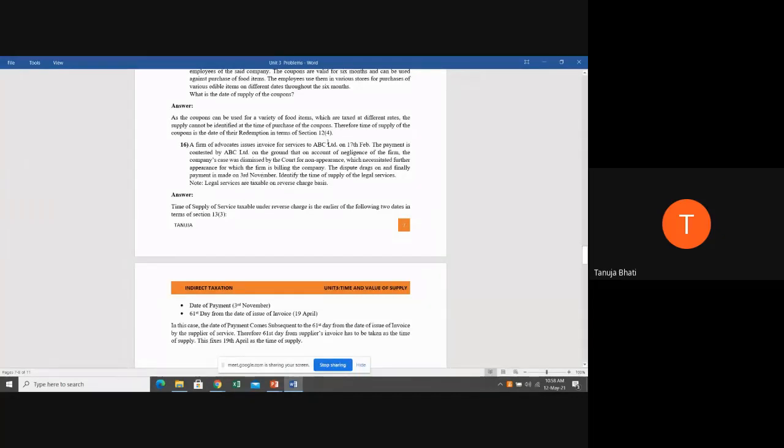So tell me students, the date of payment is, finally the payment was made on 3rd November. So 3rd November is the date of payment. Now, the invoice was issued on 17th Feb. So what is the 61st day from the date of issue of invoice if you calculate from 17th Feb, students? So it will be 19th April. So let us see the solution.